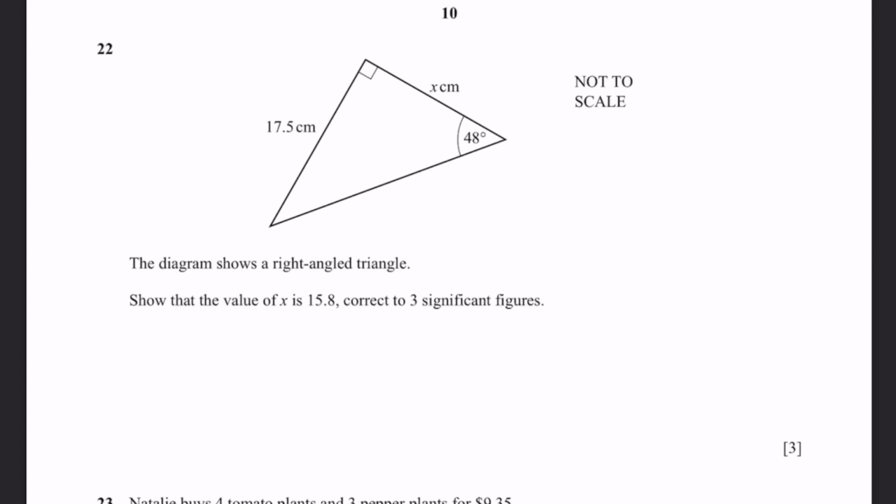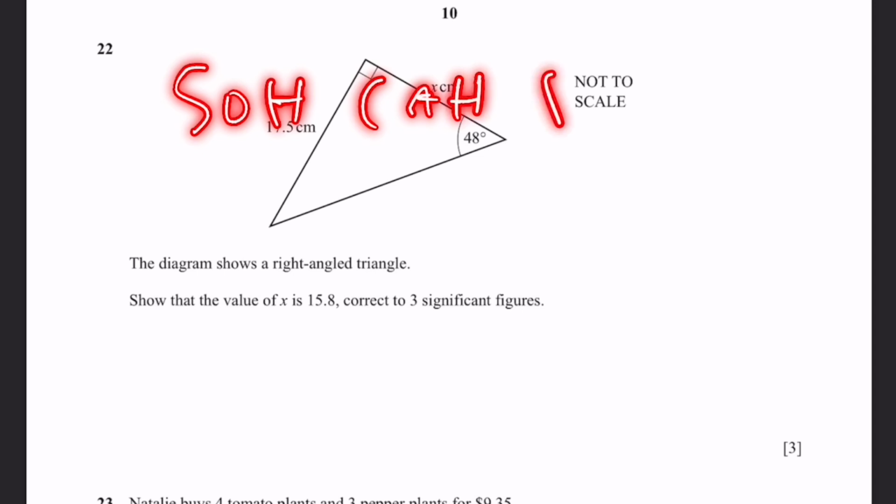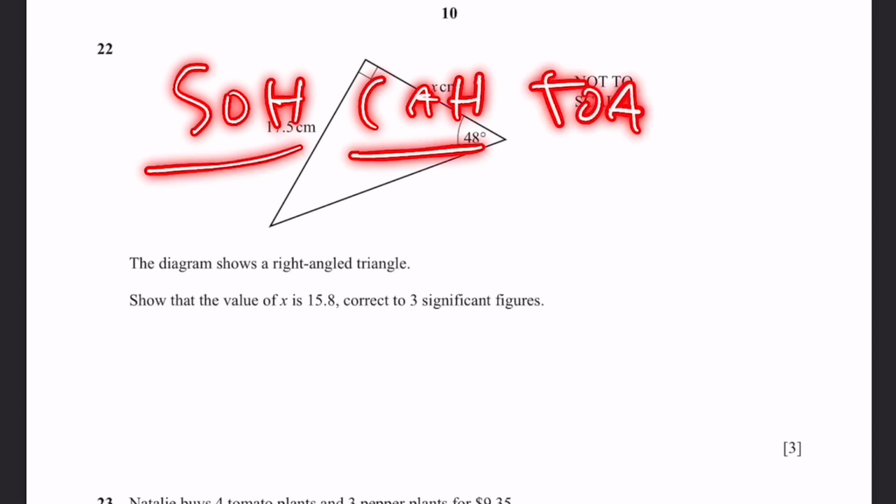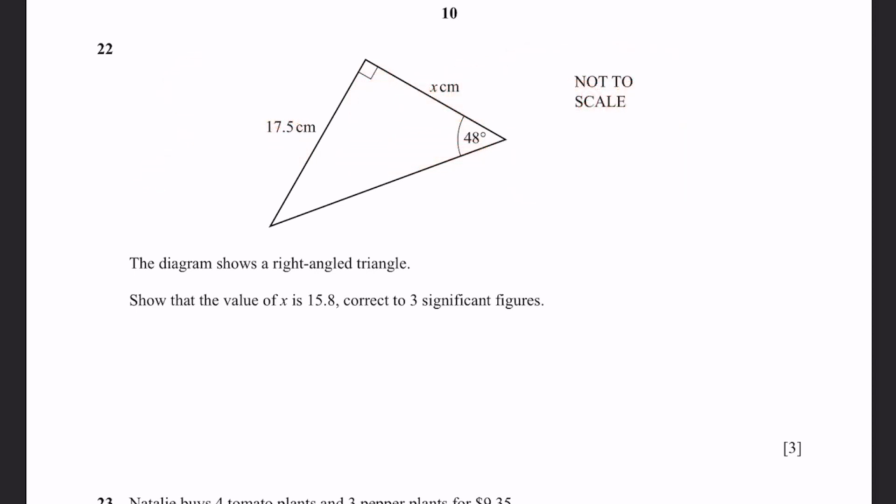Question 22. The diagram shows a right-angled triangle. Show that the value of x is 15.8, correct to 3 significant figures. So we have a right-angled triangle. We have the opposite here, adjacent here, and we have the angle. In the formulas of SOHCAHTOA, which are the three trigonometric formulas, which one involves the opposite and the adjacent? It's the TOA formula, right? Which is tan theta is equal to opposite over adjacent.